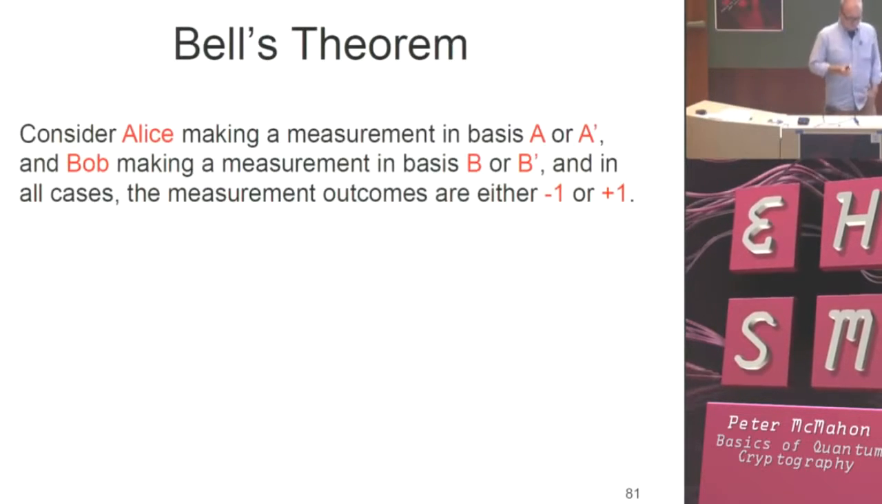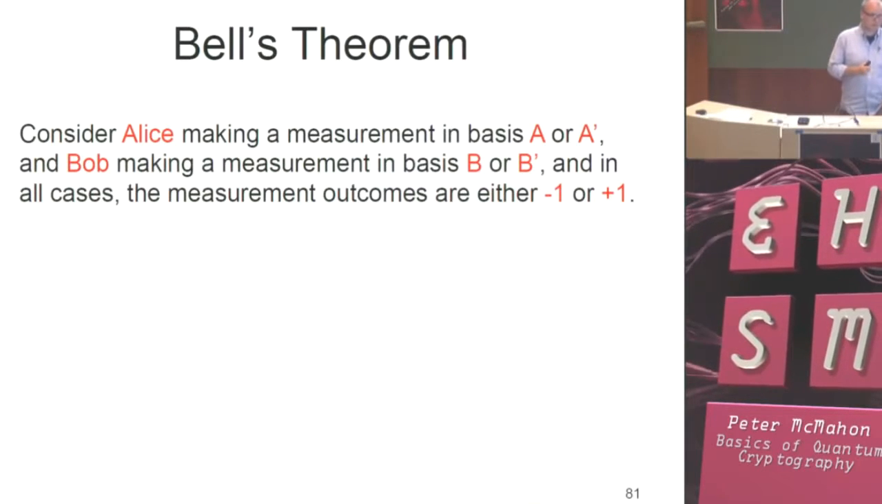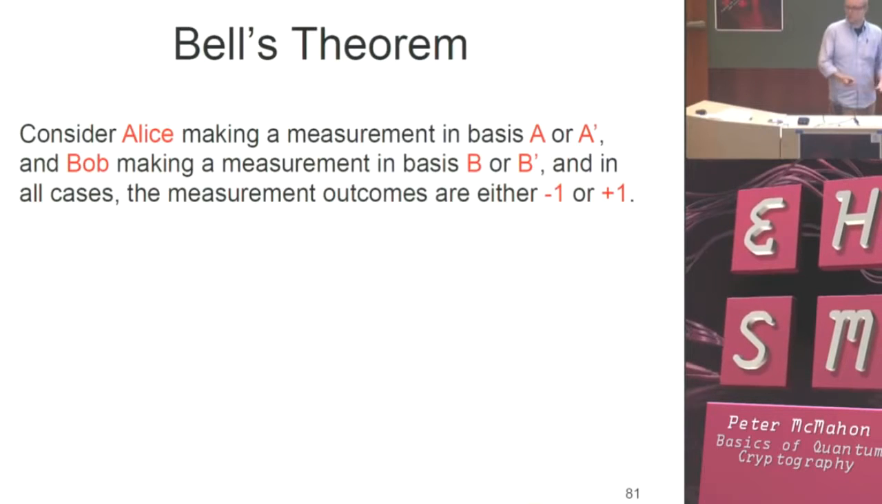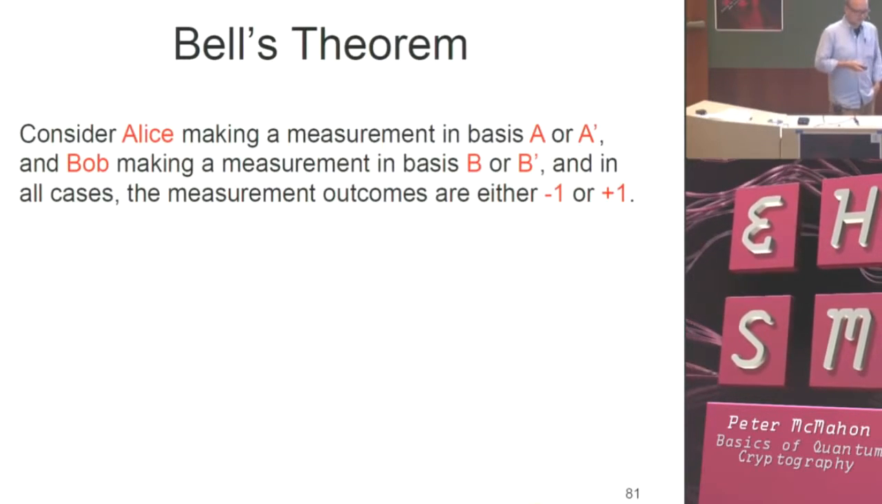So besides doing this E91 protocol, one of the things that you can do with this kind of two-photon source that produces entangled photons is try to check one of the predictions of Bell's theorem. And Bell did the following.